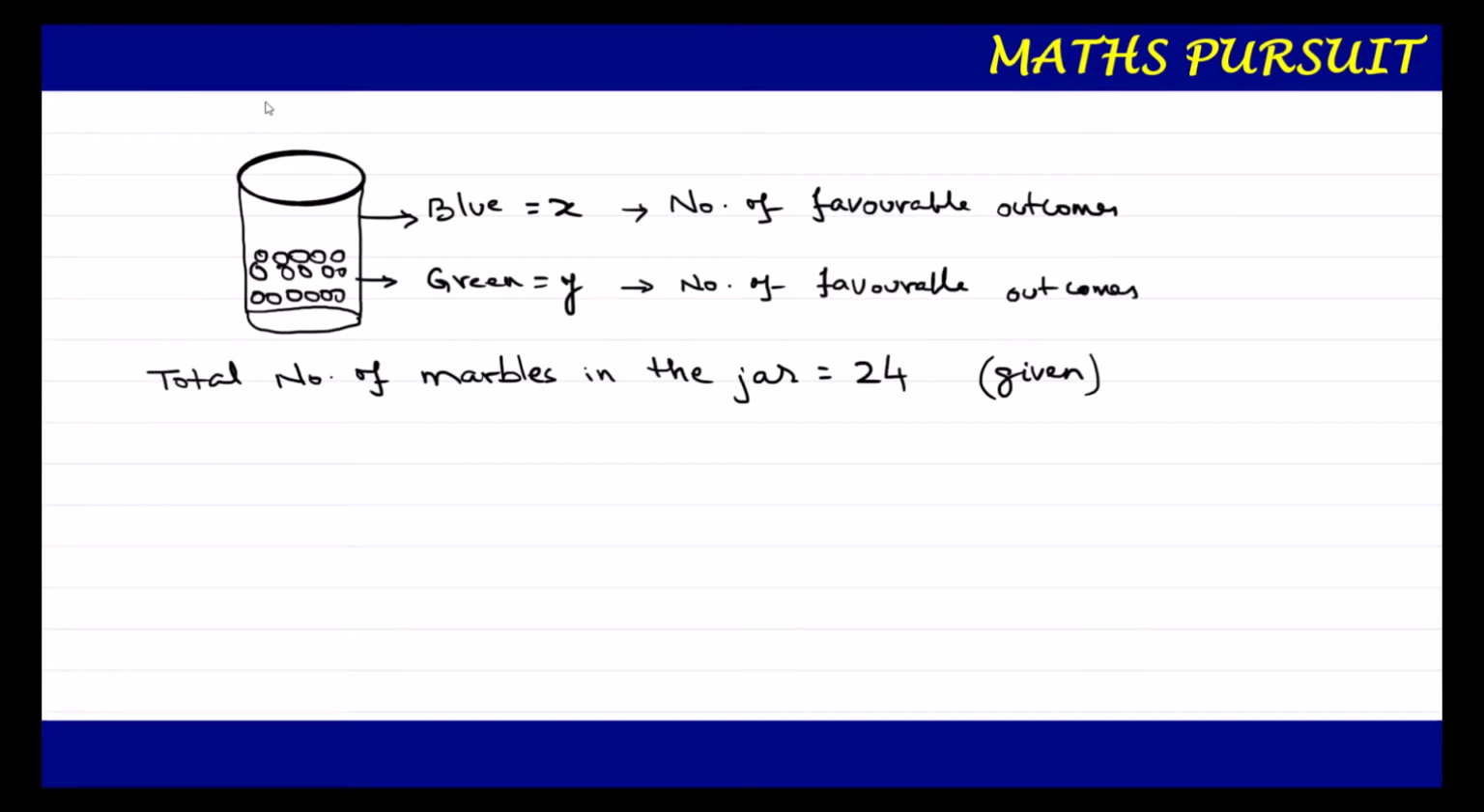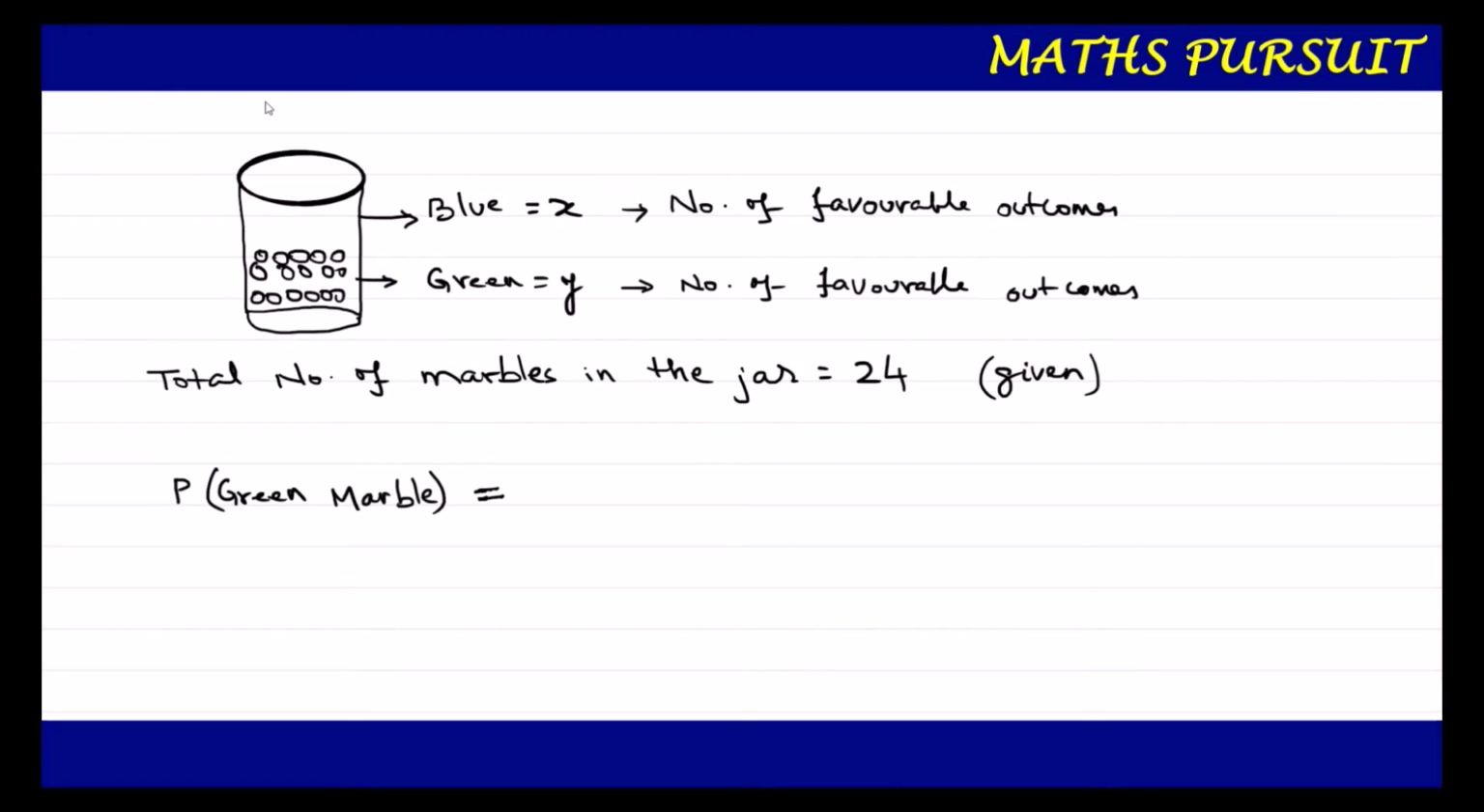Now guys, the question is telling us that if a marble is drawn at random from the jar, the probability that it is green is 2 upon 3. Let us first of all find out the probability of a green marble, because as per the question something is given about the green marble, so we are going to find out the probability of green marble first. So guys, we very well know that probability of an event is given by number of favorable outcomes upon total number of outcomes.